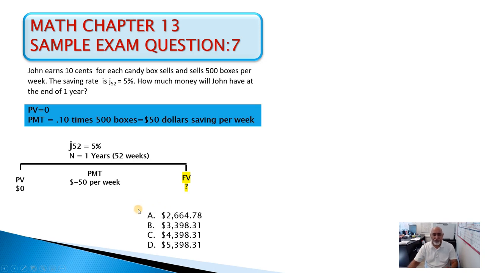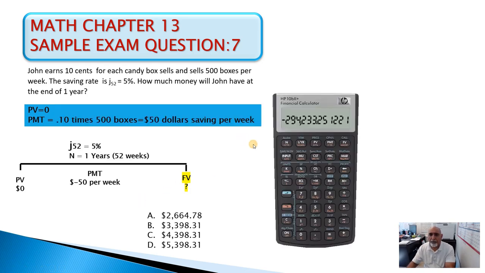Then the choices are here, and we bring in the calculator, and we clear the calculator, and we are going to put in our compounding periods first, 52 for the compounding periods, and 5 for the nominal interest rate. N is in weeks. 1 year is 52 weeks. Done. PV is 0. Payments is $50 out of our pocket every week to the bank. And at the end, we will have $2,664.